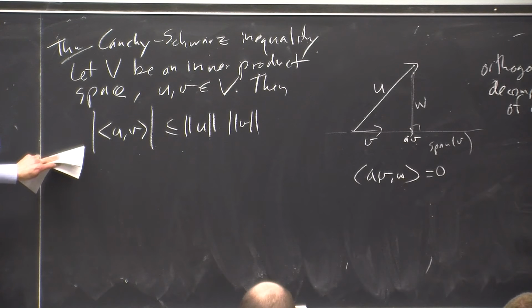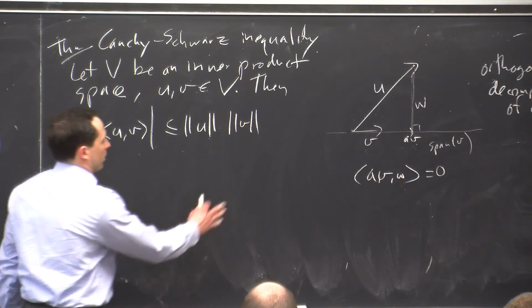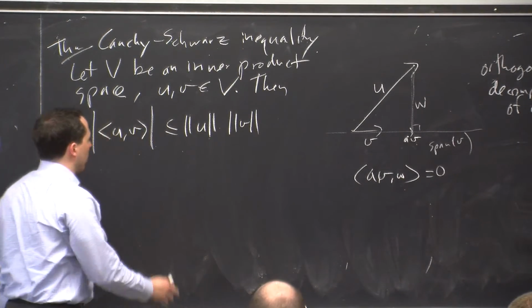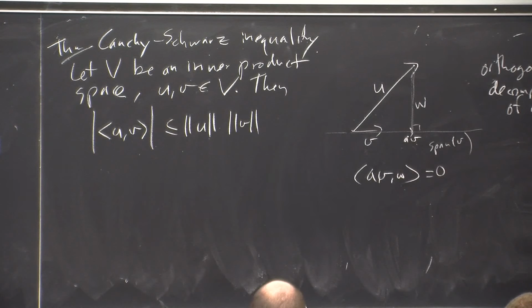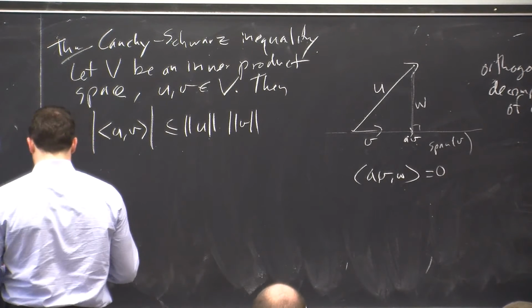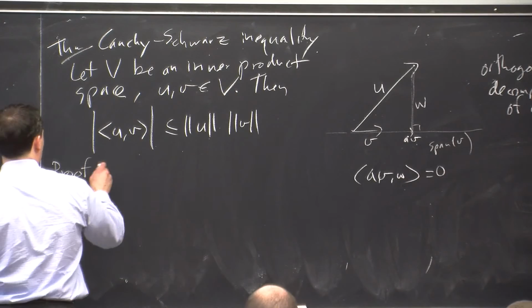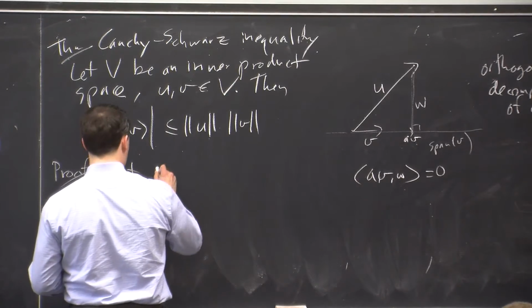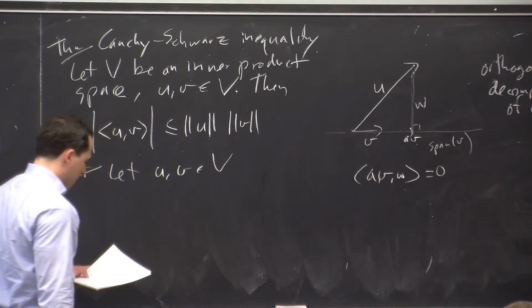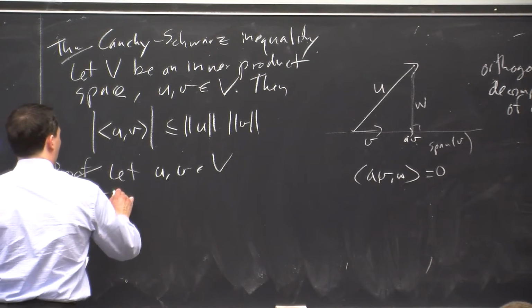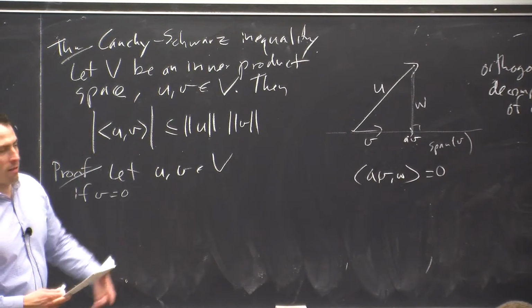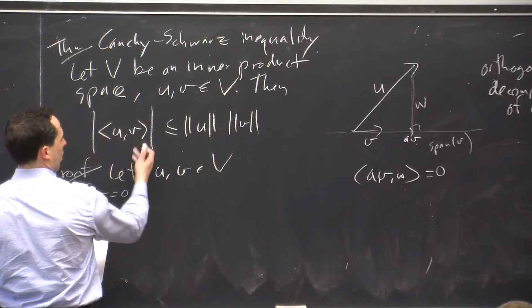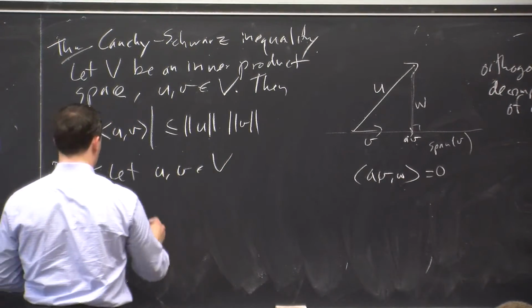So why do I need to take the absolute value there again? Well, norms are always non-negative, but inner products could be anything. Only the inner product of v with itself is guaranteed to be non-negative. Okay, so let's prove that using our orthogonal decomposition of one vector with respect to the other. So take our two vectors. If v is 0, we're done because both sides of this are 0. 0 is orthogonal to everything, and 0 has norm 0. Done.